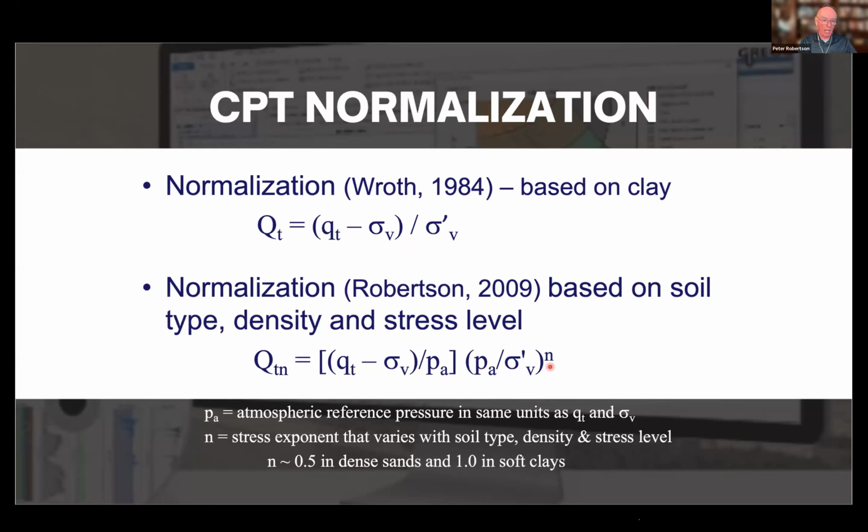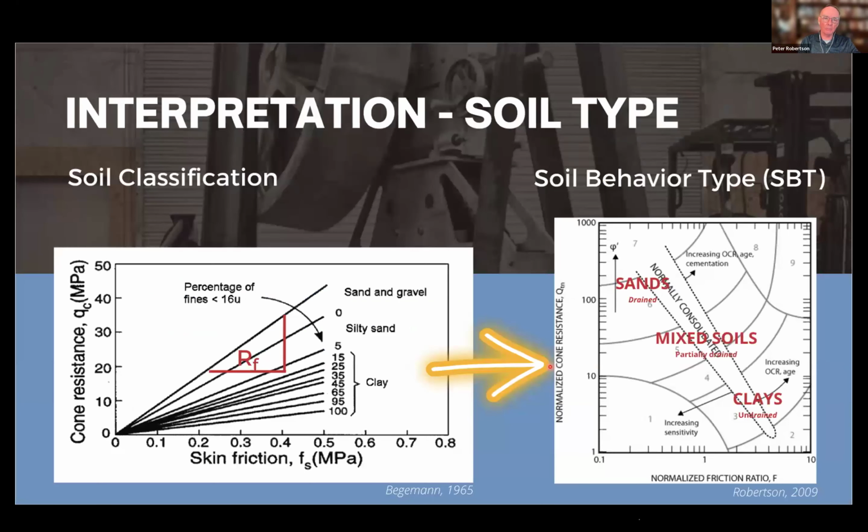So I came up with a little way to iterate on what n is. What you would do is assume n was equal to 1, calculate the normalized cone resistance, go into the soil behavior type chart, which I'll show you a little bit later, and then quickly iterate to get the correct n value for the correct normalization. And that's become quite popular and it's pretty standard.